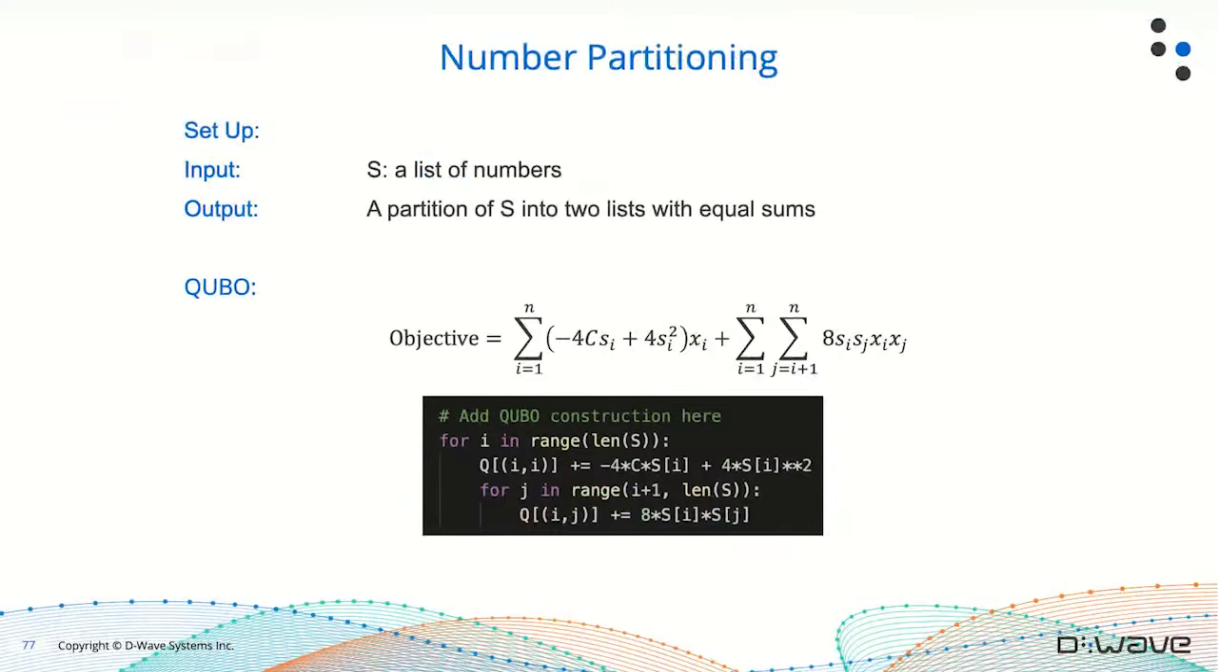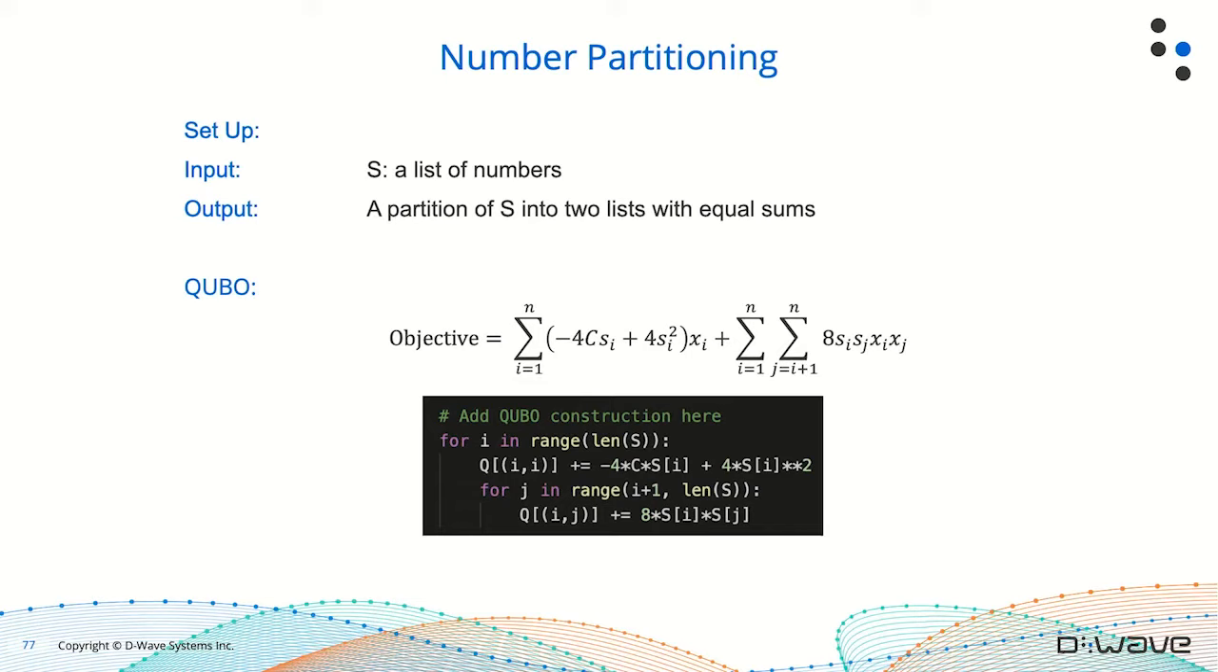So the first one we're going to look at is the number partitioning problem. For any of you that have taken one of our training courses recently, I'm sure you're very familiar with this problem. All right, so the number partitioning problem, you're given a list of numbers. We're going to call that list S. It's just a list of different numbers. And what we want is to partition this list into two lists that have equal sums. We don't care how many are in each sublist.